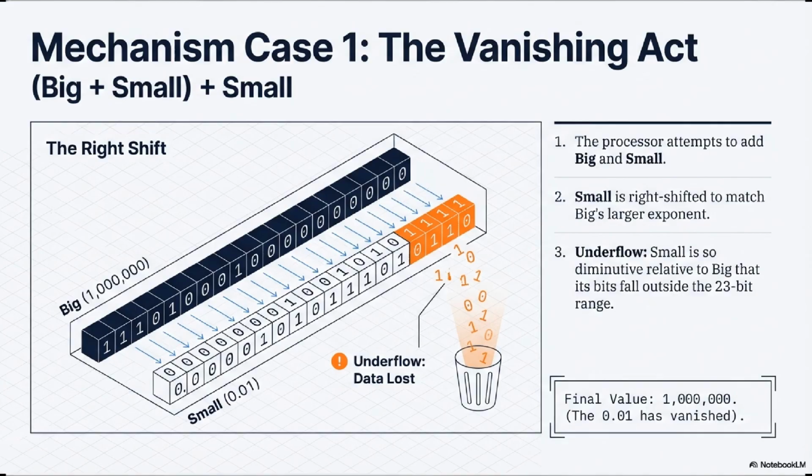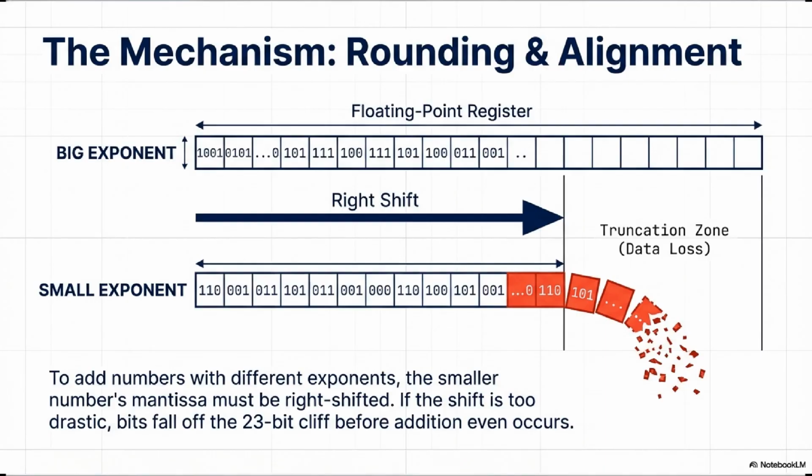So what happens when we tell the computer, hey, add big and small together? Well, to do the math, the processor has to line up their exponents. But because big is so massive, small has to be shifted way over to the right. It gets shifted so far that its bits literally fall right off the end of that 23-bit mantissa. They get pushed out the door, into the void, they're just gone. The result? 1 million plus 0.01 is 1 million. The small number has completely vanished.